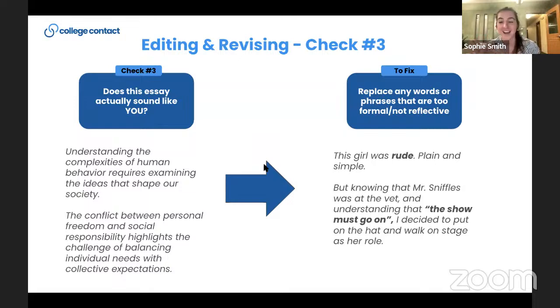On the side here, it is completely acceptable for you to write your college essay sounding like this. "This girl was rude, plain and simple. But knowing that Mr. Sniffles was at the vet and understanding that the show must go on, I decided to put on the hat and walk on stage as her role." That is completely fine. I know a lot of you are like, what? I can't write that in a college essay. Yes, you can. That's totally fine. That's what a lot of the essays that we turn out sound like once we help our students edit them.